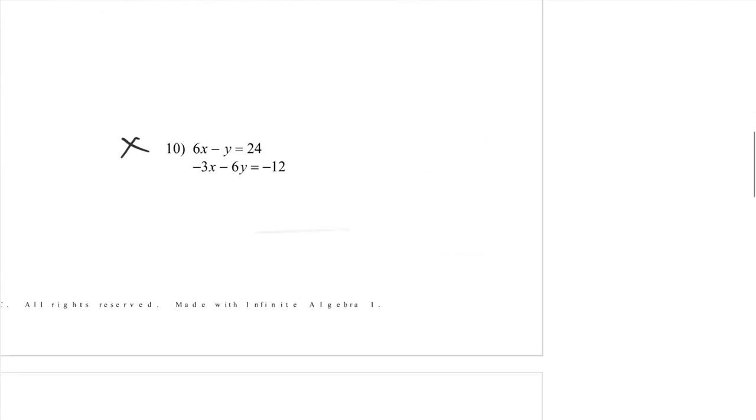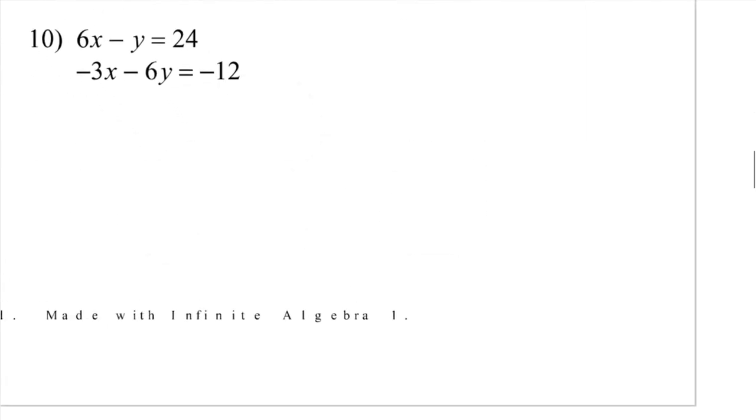Next one will be problem 10. This one, let's take this top equation and solve it for y. So we've got 6x minus y equals 24. To solve this for y, well, we could do two things. We could move the 6x over and then divide by negative 1, or we could move the y over and move the 24 over. Either way, let's move the 6x over.